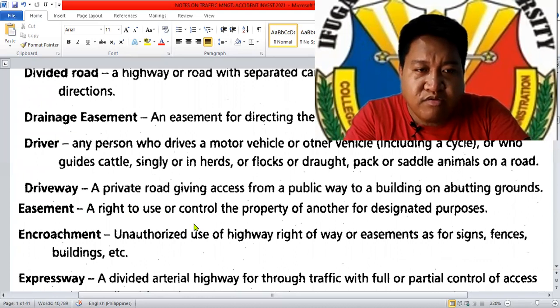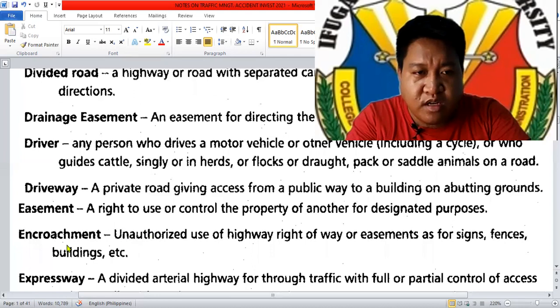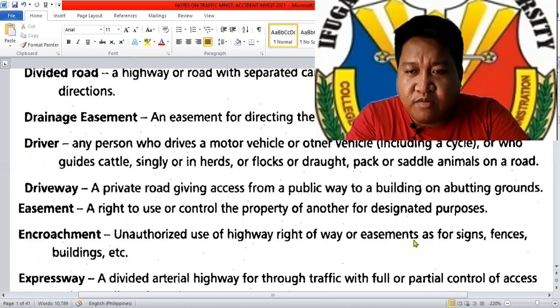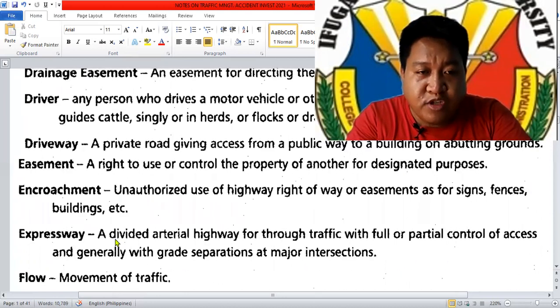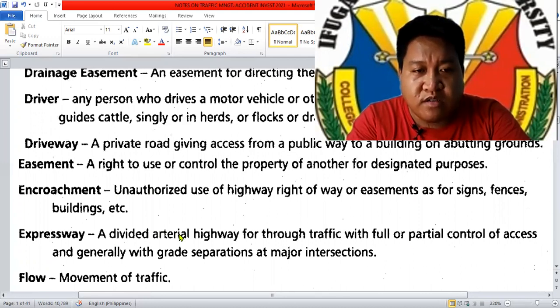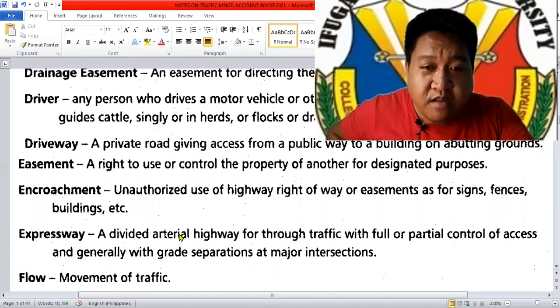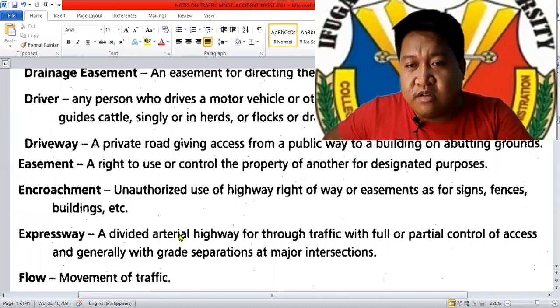Easement is the right to use or control the property of another for designated purposes. Encroachment, that is the unauthorized use of a highway right of way or easement or sign. Yeah, encroachment ang tawag dyan, no? Then expressway, yeah, that is a divided arterial highway for through traffic with full or partial control of access and generally with grade separations at major intersections. Yan. So yung expressway natin, there is partial control, no?